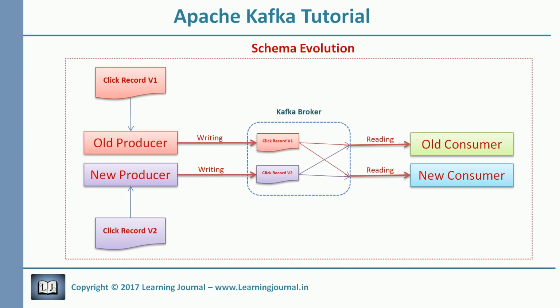In summary, I need to have a combination of old and new producers as well as a mix of old and new consumers. Kafka should be able to store both types of messages on the same topic. Consumers should be able to read both types of messages without any error. That's what is a typical schema evolution problem. How do you handle this schema evolution problem in Apache Kafka?